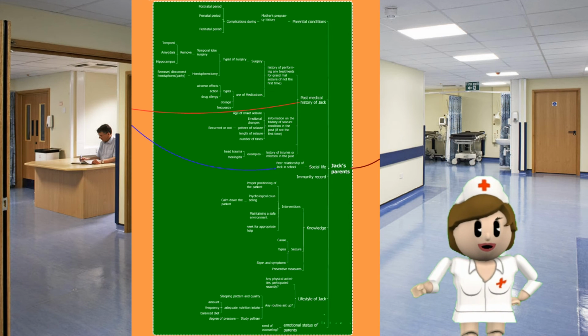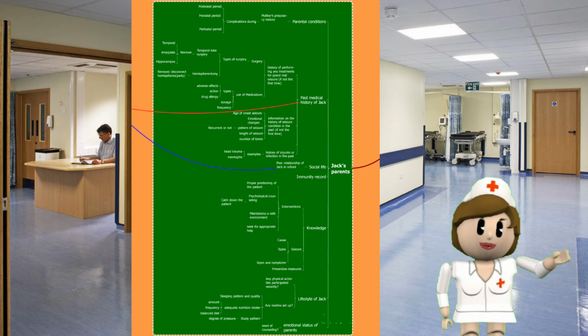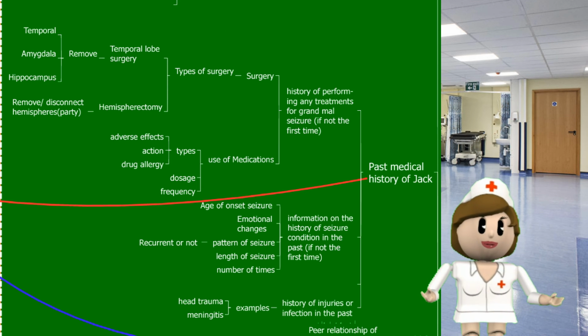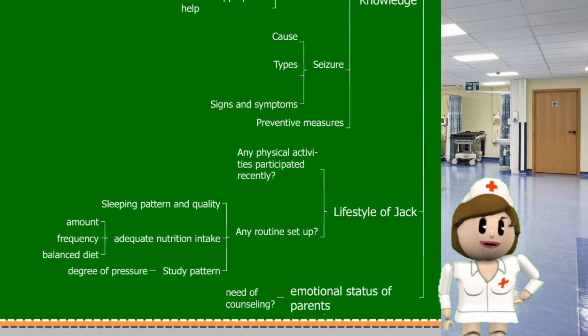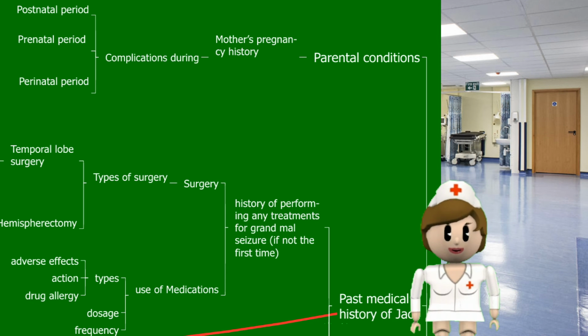Finally, we will talk about the last part of the assessment. We will assess Jack's parents. This part of assessment includes aspects that are parental conditions, past medical history of Jack, social life, immunity record, knowledge, lifestyle of Jack, and emotional status of the parents. Firstly, let's talk about parental condition.